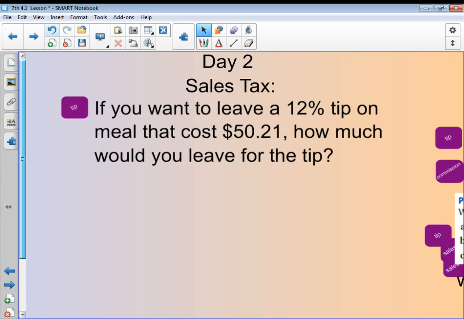Okay, you should have gotten $6.03 if you rounded it correctly. On your calculator, it was 6.0252, so that 5 would tell the 2 to become a 3. So $6.03. Now, most likely you would probably just leave the $6, okay?